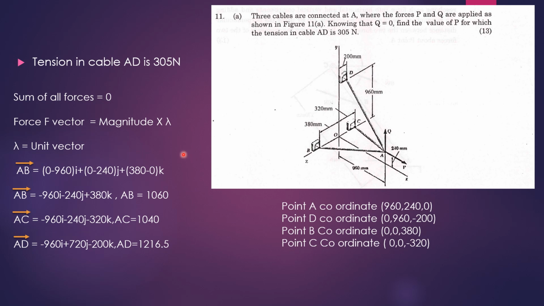Now we go to the formula we used in the previous similar problem. A force vector can be written as magnitude multiplied by unit vector. The unit vector is AB. Here you see the coordinates of points A, B, C, D that we marked earlier. Suppose we want to find AB, so B minus A. That gives 0 minus 960i, 0 minus 240j, 380 minus 0, 380k. In the same way you can write for AC and AD.